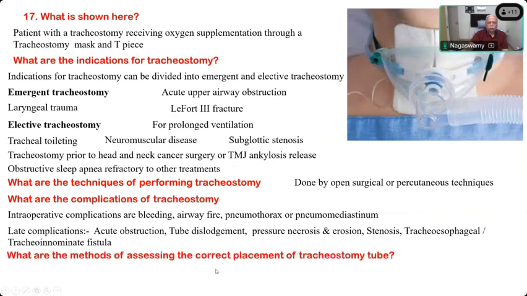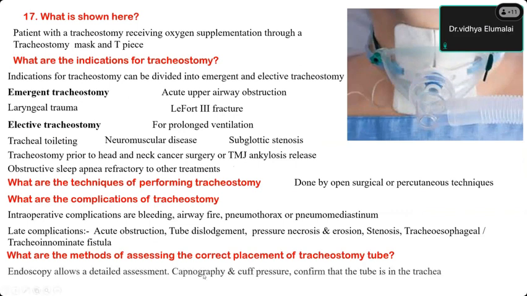What are the methods of assessing the correct placement of tracheostomy tube? So by connecting onto the ventilator and checking for ETCO2 tracing, sir. Ventilator, capnograph. Endoscopy allows first a detailed assessment. That is the first and foremost very objective evidence. Capnography and cuff pressure confirm the tube is in the trachea.